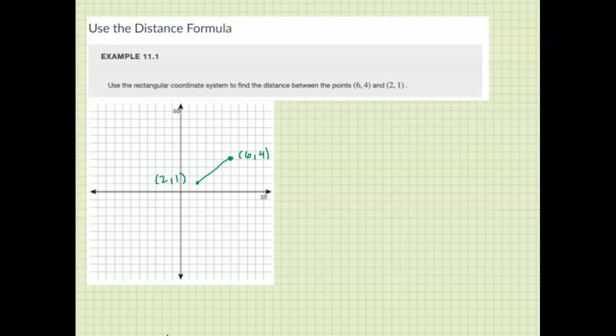Because the points are sort of diagonal from each other, it's not easy to just count how far they are. So we're going to draw a horizontal line that brings us right underneath that top point, and then we're going to connect it. We're going to make a right triangle like this. All right?